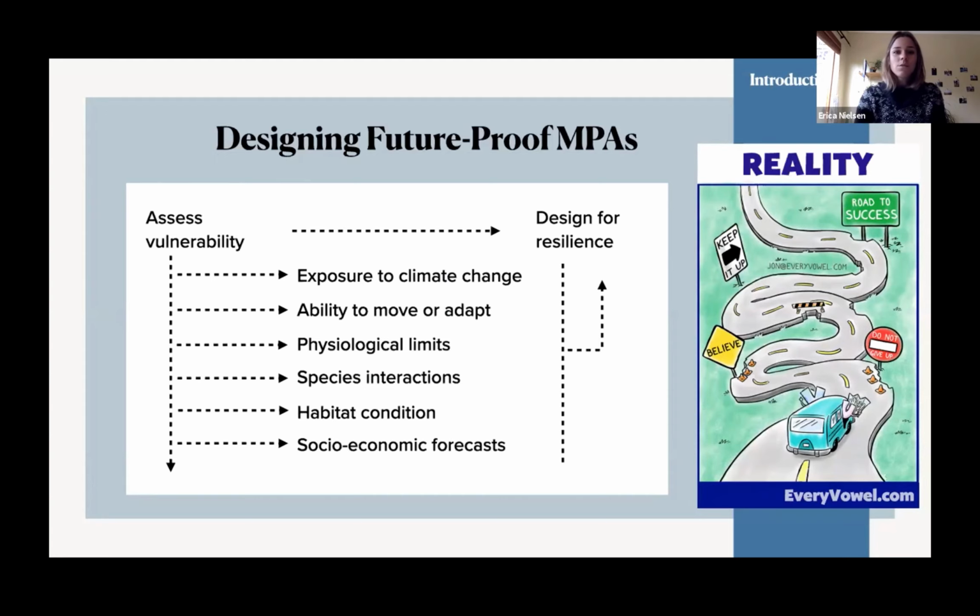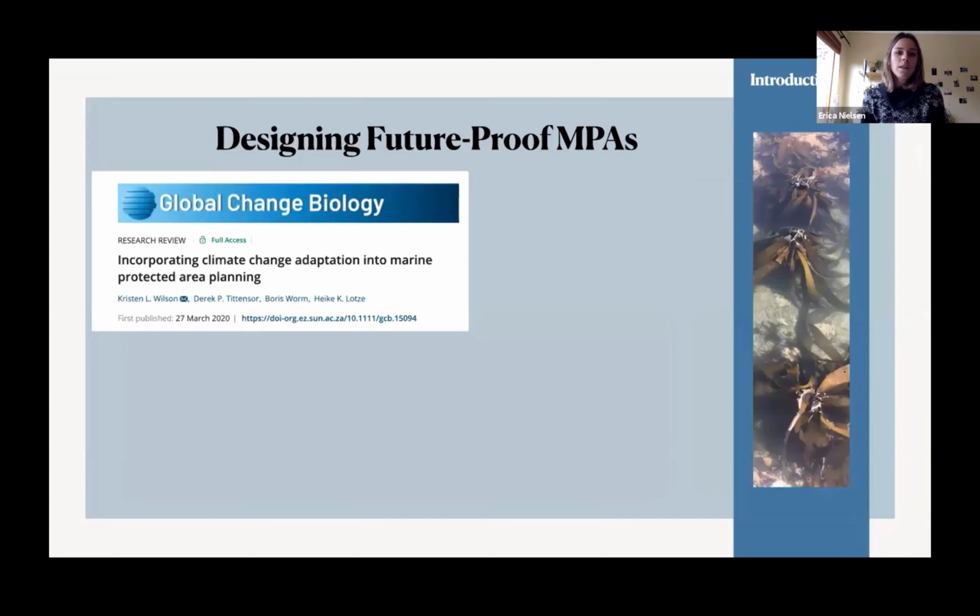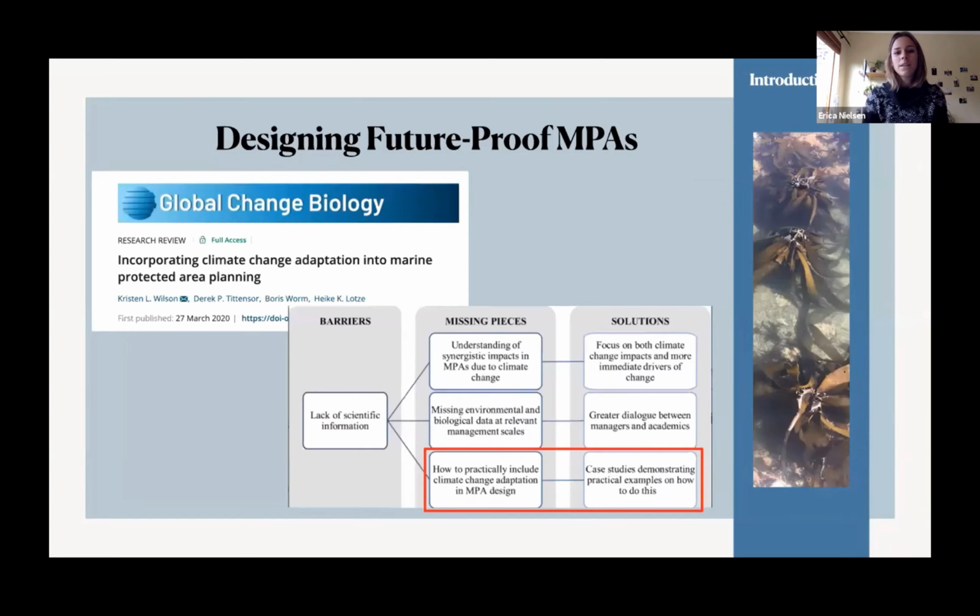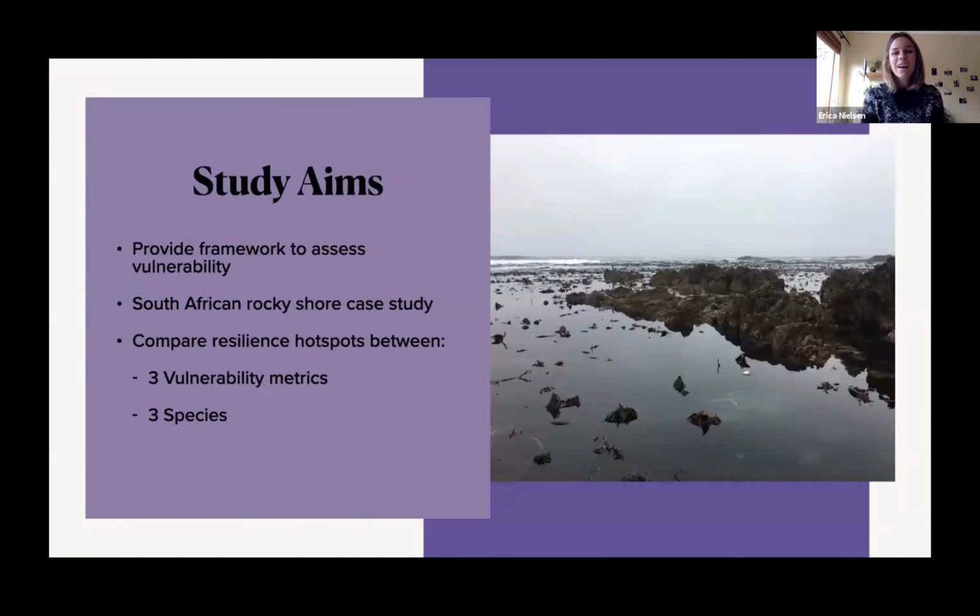So it's really no surprise that in a recent review by Wilson et al. 2020, they mentioned that one of the greatest barriers to including climate change adaptation into MPA design is that there's very few case studies on how to actually do this. So that's why I'm here today to provide a framework to assess vulnerability using a South African rocky shore case study in which we compare resilience between not only 3 different species, but also using 3 different vulnerability metrics.